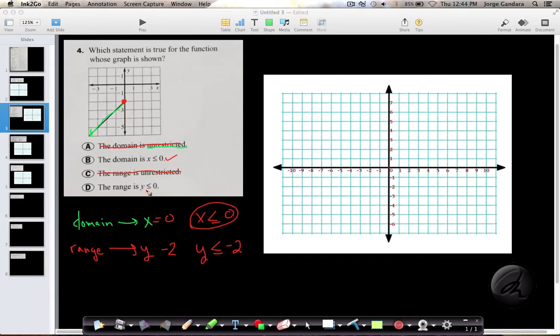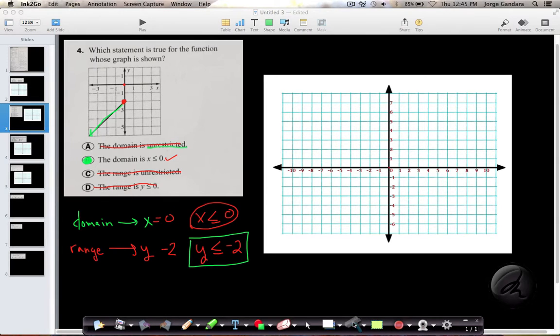The range of y is less than or equal to 0, and that would be up here. So obviously the graph begins here, so that is not a true statement. And just like I mentioned before, this is my range for this particular function. So it is not y less than or equal to 0. It is y less than or equal to -2. So B is my correct answer.